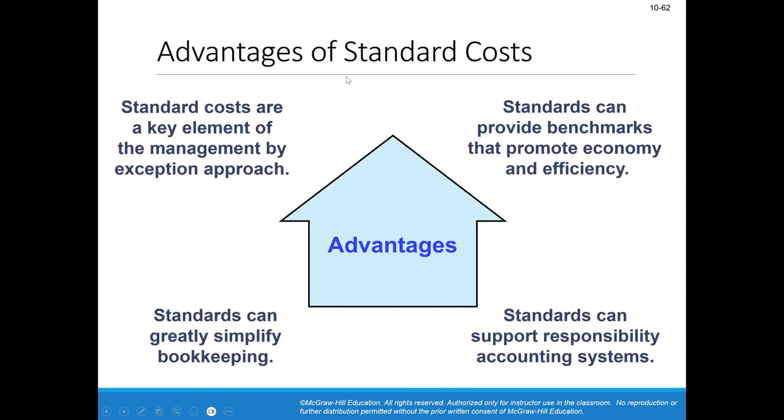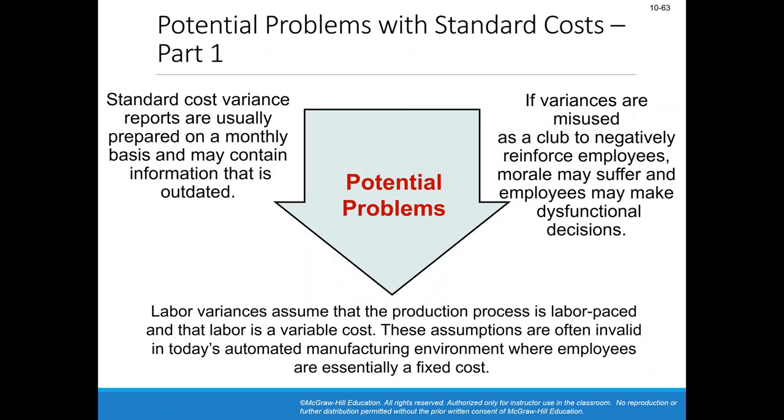All right, advantages of standard costs. Standard costs are a key element of the management by exception approach. They can provide benchmarks, saying this is what it should cost, how come it costs more. They can simplify bookkeeping because then you already are costing the cars or whatever your product is at a standard, and then you can go and see what the difference is. And so you set standards and then you find out whether you're meeting those.